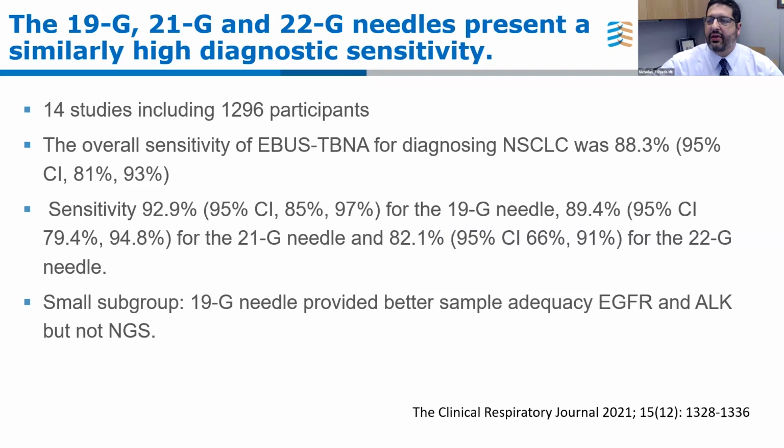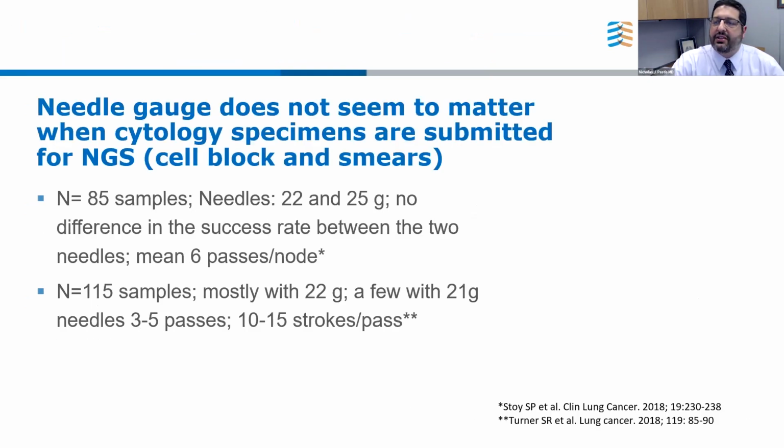Some were small case series, many were retrospective. The overall sensitivity for EBUS was 88%, which is in line with the literature. And then they looked at different needle sizes, and again, multiple different studies were used. The sensitivity was about 92% for 19 gauge, and then the 22 and 21 were fairly similar. And then it seemed that there may have been a trend towards better sampling for single gene testing with the 19 gauge, but it made no difference in next generation sequencing, whether you used 19 gauge, 21 gauge.